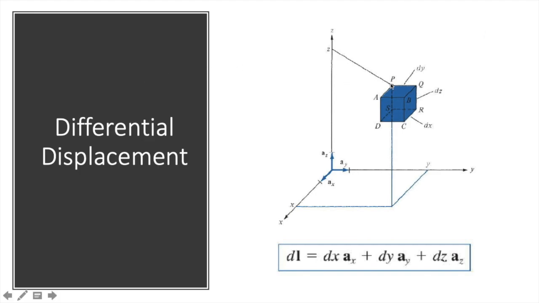So if we move from point P to point Q, which is along the y-axis, how much are we going to move? It is dy. So the differential displacement from P to Q will be dy ay. Similarly, if you move from R to Q, then the displacement will be dz az, and so on. If you move along the x direction, R to C, it will be dx ax.